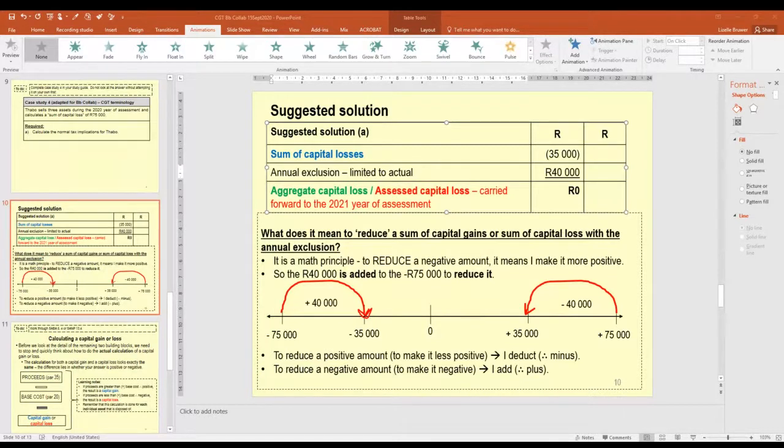All right, so your annual exclusion, if your sum of capital gains or your sum of capital losses are less than 40,000 Rand, you will not go further than 0. Okay. Nao, does that answer the question that you had?